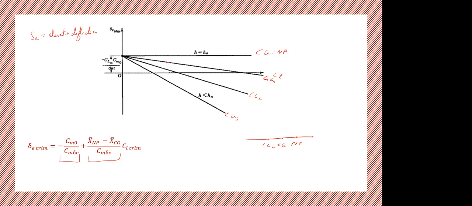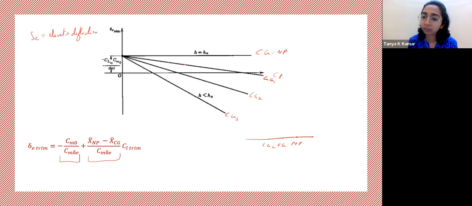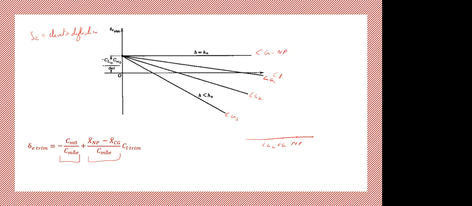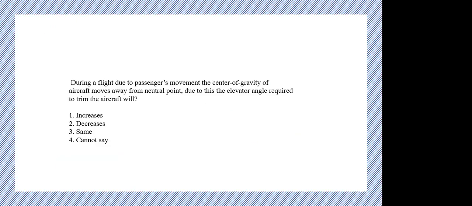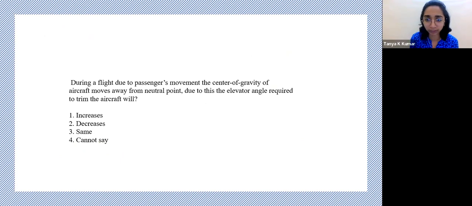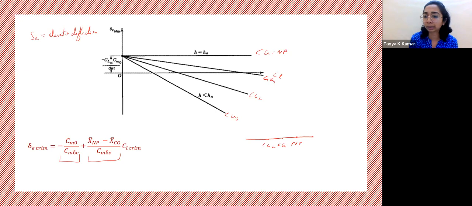It doesn't specify ahead or behind of the neutral point. If it goes behind the neutral point, it will not be a stable aircraft. Usually we do not allow that. So yes, it is ambiguous. It should have specified ahead or behind. But let's just presume it's a stable aircraft, okay?